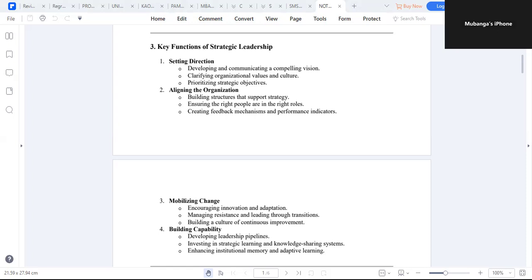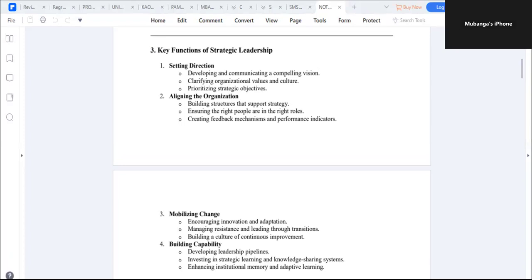there's continuity and sustainability. They also invest in strategic learning and knowledge sharing systems where leaders will promote the training and collaboration, and they'll share ideas and experiences. They'll also enhance memory and adaptive learning. So they'll help the organization to learn from the past successes and failures and make smarter decisions in the future. So these are the key functions of strategic leadership.